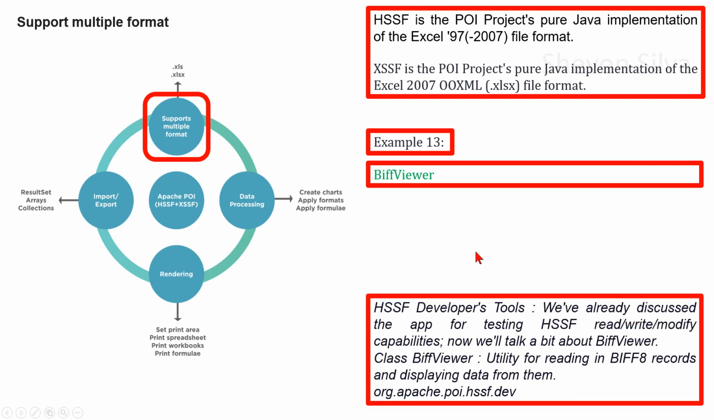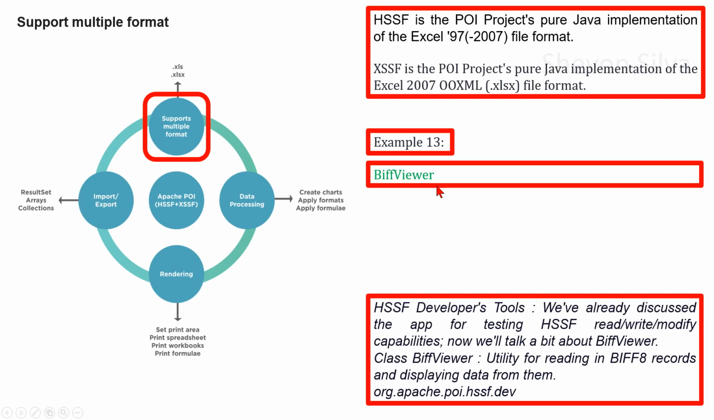Now we are considering HSSF developer tools. We have already discussed the app for testing HSSF read write modify capabilities. Now we will talk a bit about BiffViewer, a class, a utility for reading in BIFF 8 records and displaying the data from them. This is in the package org.apache.poi.hssf.dev. HSSF has a number of tools useful for developers to develop stuff using HSSF and more generally XLS files.